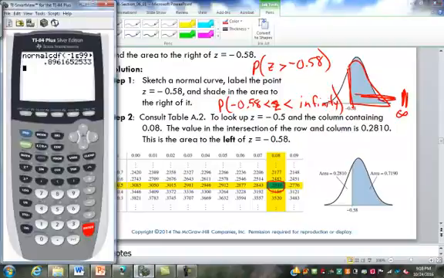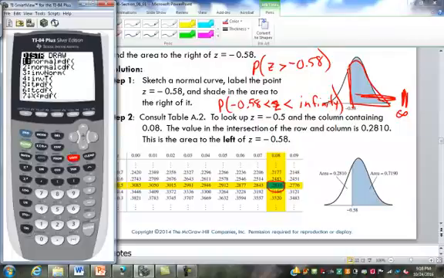So on the calculator, second, distribution, normal CDF. We're going to put the negative. Remember, you got to use this key for the negative. You can't use the minus key. 0.58, comma. For positive infinity, 1 second EE 99.